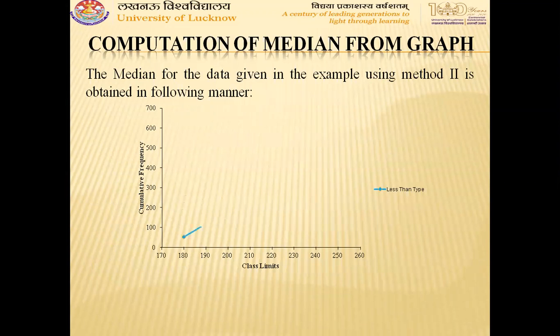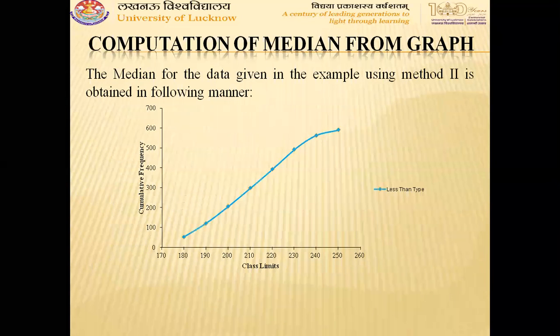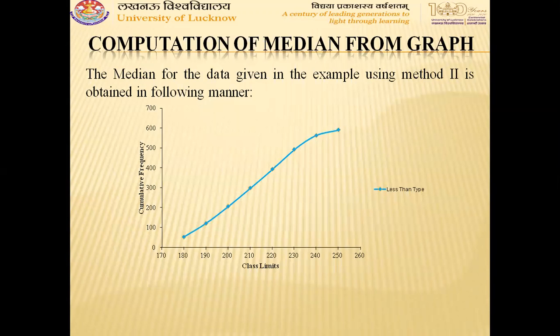Then we draw the cumulative frequency curve. I have drawn the less than type cumulative frequency curve. The total frequency, that is capital N, was 590. Half of it will give 295.